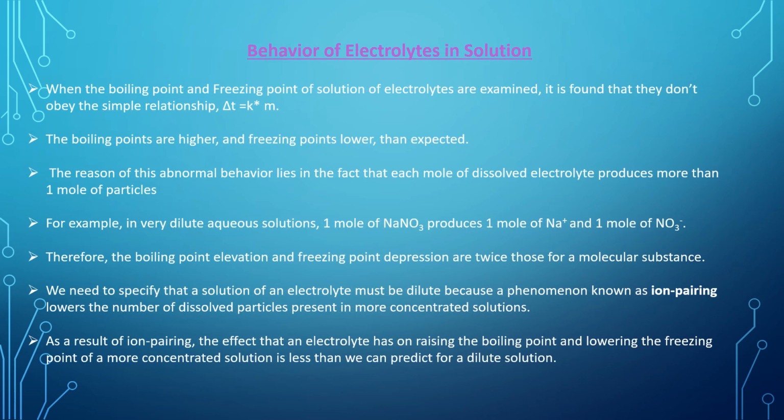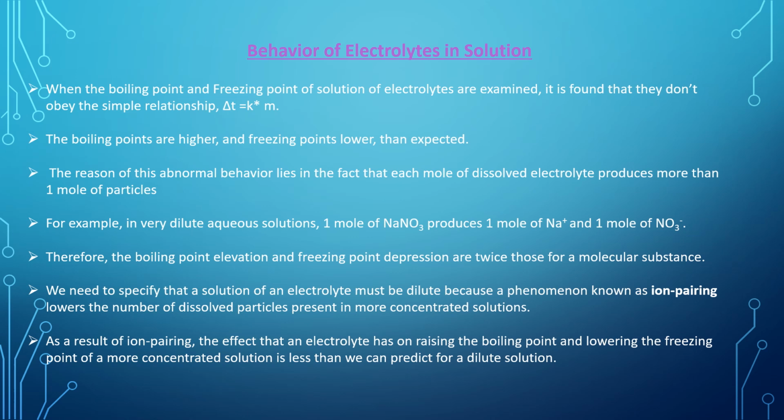When the boiling point and freezing point of solutions of electrolytes are examined, it is found that they don't obey the simple relationship ΔT = K × m. The boiling points are higher and the freezing points lower than expected. The reason for this abnormal behavior lies in the fact that each mole of dissolved electrolyte produces more than 1 mole of particles. For example, in very dilute aqueous solution, 1 mole of NaNO3 produces 1 mole of Na+ and 1 mole of NO3-. Therefore, the boiling point elevation and freezing point depression are twice those for a molecular substance.